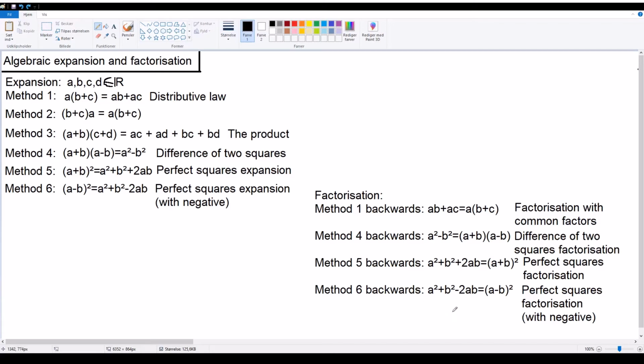For method 6 backwards, which is the perfect squares factorization with a negative, you essentially do the same, except there's one negative, so you're going to have to take that into account, because you have to find out which one is B, because you have to find out which one is the negative.